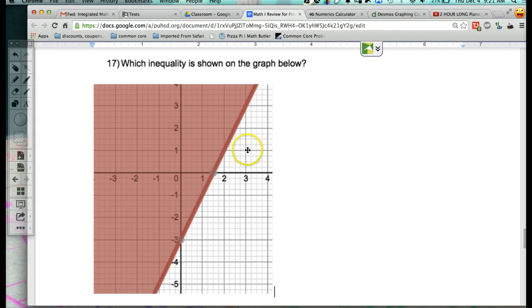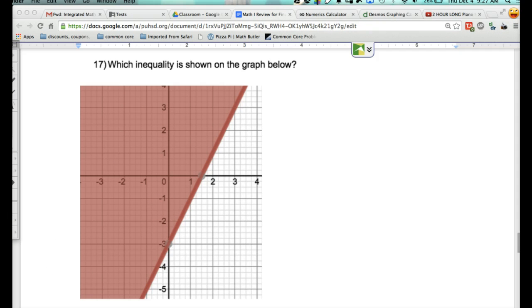I don't want you to give me standard form because if you notice over here, these two numbers are not the same. This is 1.5 and this is negative 3. So you've got to give me slope-intercept form, okay? Copy and then give me the equation. Ready? Go.